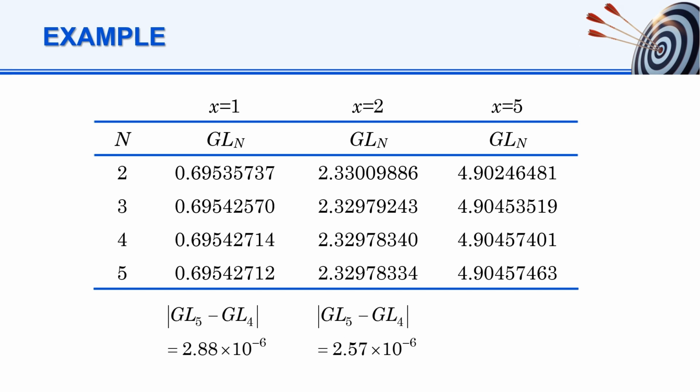For x equals 5, we observe a similar trend. The absolute difference between the GL4 and GL5 estimates is found to be 1.16 times 10 to the -5. With this note, we conclude this lecture.